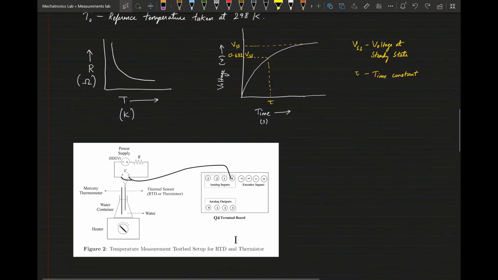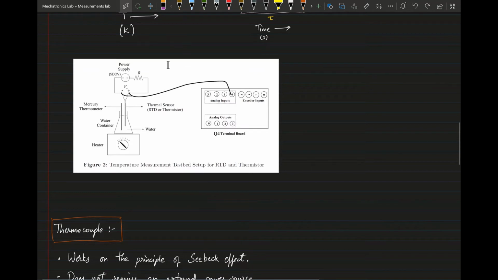When we look at the connections, this is the circuit for the RTD, both RTD and thermistor. Since they are just resistors, you can directly connect them in series with some other resistor which is of the same order. Basically what you are doing is building a voltage divider circuit, and you are looking at the voltage drop across the RTD and thermistor, so that as temperature changes, you know how much voltage drop it has. Based on that, you can figure out how much resistance it has, and based on that, you can figure out what temperature it is at.